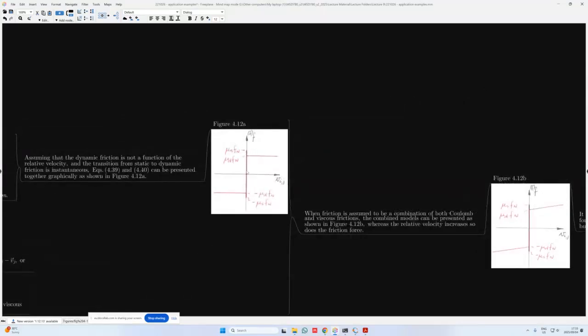Right, so in 4.12a we can see that we have some sort of a static friction in this regime over here, and then there's a sudden jump up to where we have dynamic friction in the system. So we have this mu s Fn and minus mu d Fn, and then mu d Fn and mu s Fn, which is an instantaneous jump. So it lies on the same line over here, which is on the y-axis.